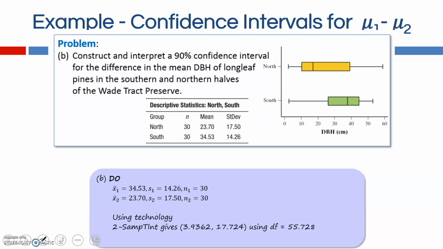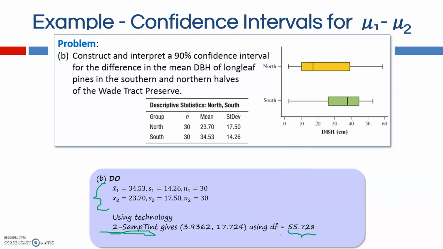So here, going on the do step, using our TI, using a 2-sample t interval, you want to write your 2-sample means here. So I have x bar 1 and x bar 2. And I have our 2-sample standard deviations and our 2 sample sizes. And the calculator is going to output 3.9362 and 17.724. And it's going to tell you the degrees of freedom are 55.728.